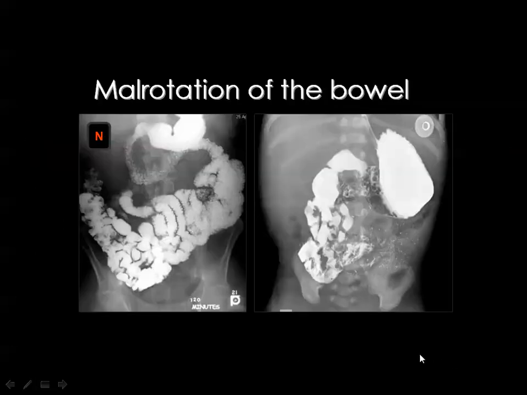Whenever you have a barium meal follow-through, if you identify that most of the duodenal as well as the jejunal loops are to the right of the spine, then this is known as malrotation of the bowel. This may be absolutely asymptomatic and does not cause any trouble to the child, but it is a feature that can be commented upon on the barium study.